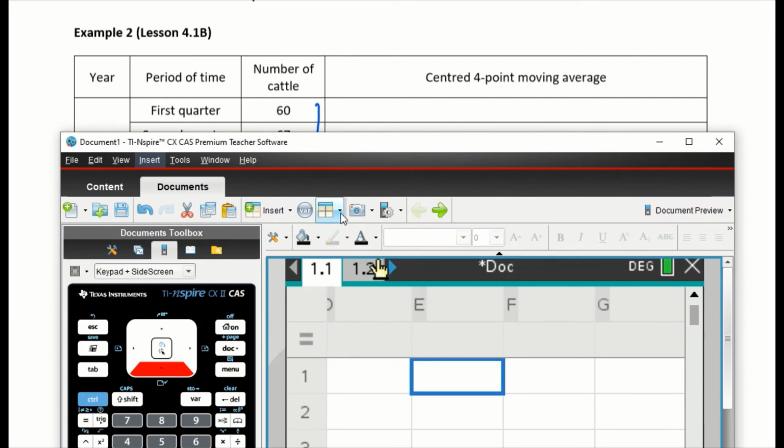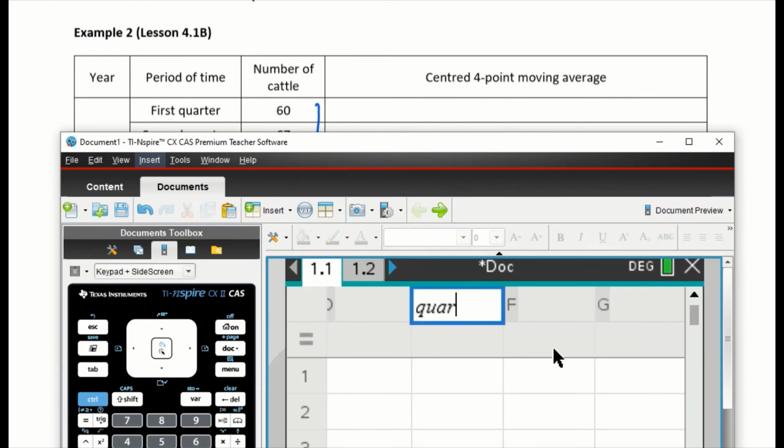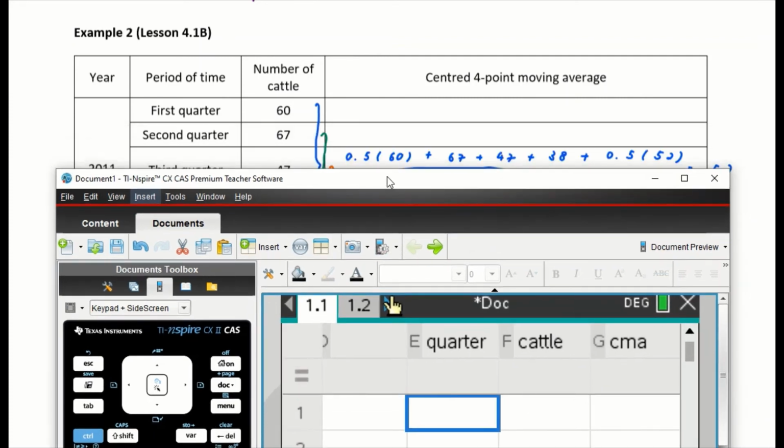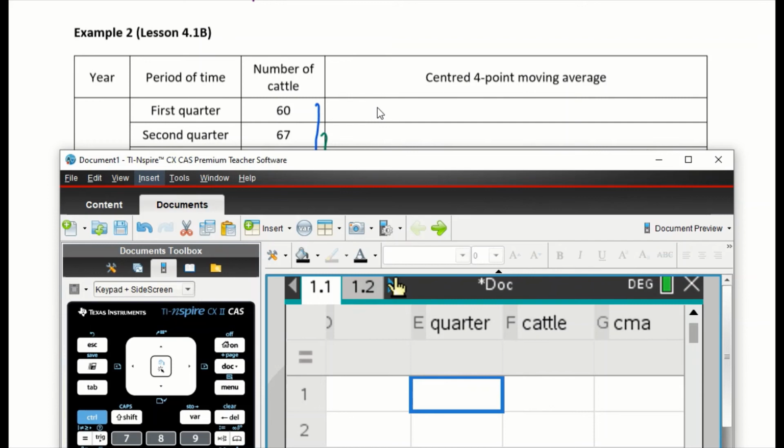Same thing here, we can see there's quarter here and there's number of quarters. So I'm just going to put in the period of time and put in quarter. Then quarter, then this is my centered moving average. Now I'm going to key in my values here. I will fast forward the process. You can use this time to key in your values first.